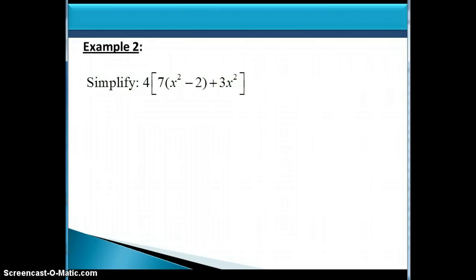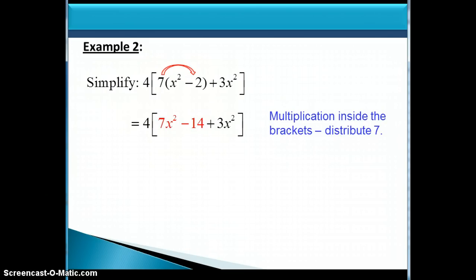Now in this scenario, remember that multiplying 7 times an expression inside parentheses, we need to distribute. So our first step here is going to distribute the 7. So 7 times x squared, and then 7 times negative 2, and that's going to give us 7x squared minus 14. Then we still have the plus 3x squared inside the brackets, and then we still have the 4 being multiplied outside the brackets.